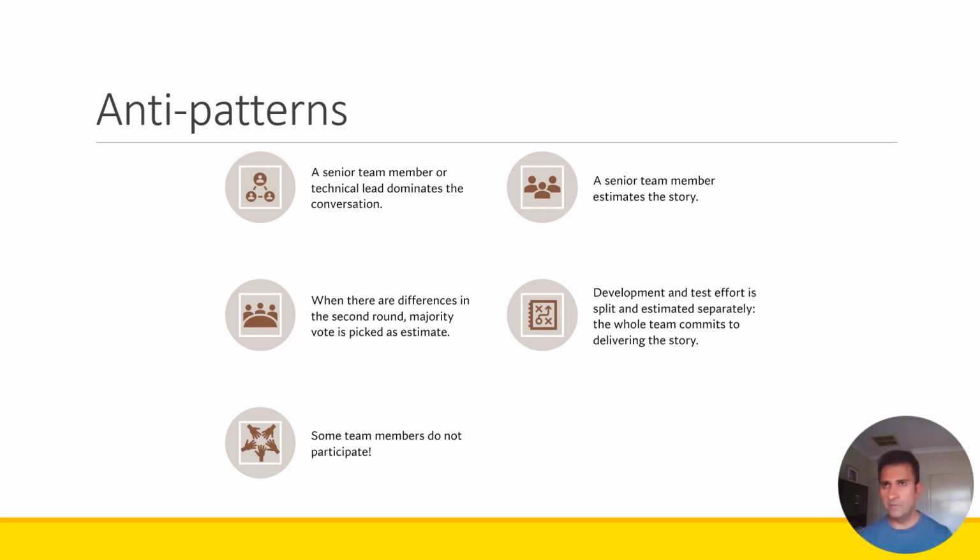Development and test effort. I've seen this so many times: splitting the story into development and test. That's an anti-pattern, and try to avoid it at all costs, because you are estimating a unit of work that delivers working software, right? I'm just assuming the context is software, but we can apply this to other disciplines. So if working software is the outcome, you cannot say I've finished the development, but testing is outstanding. It doesn't make any sense.